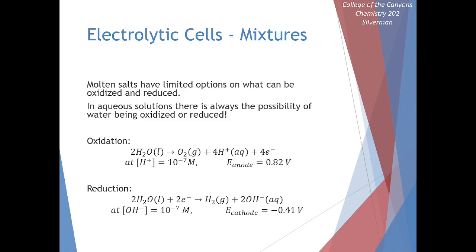For example, when we have water, the oxidation reaction is water turning into oxygen, 4 electrons and some 4 hydrogen pluses. This has a reduction potential of 0.82 volts, which is perhaps easier to oxidize than some of the other things that we were looking at, like our halogens. Water can also be reduced into hydrogen and some hydroxide. Here, the reduction potential is negative 0.41 volts. Again, easier to reduce water than it might be to reduce some of these group 1 or group 2 metals.